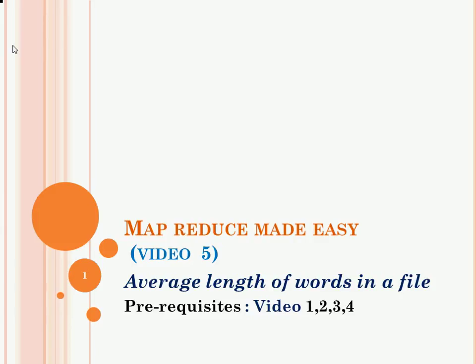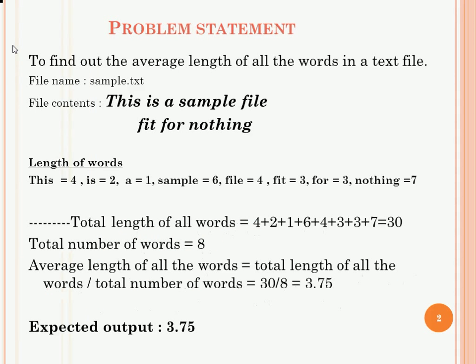So let's get started with yet another problem and see how we can approach it, or how not to approach it, in MapReduce. The problem statement here is that you have an input file called sample.txt, and the file contents are just two lines. This is a sample file fit for nothing.